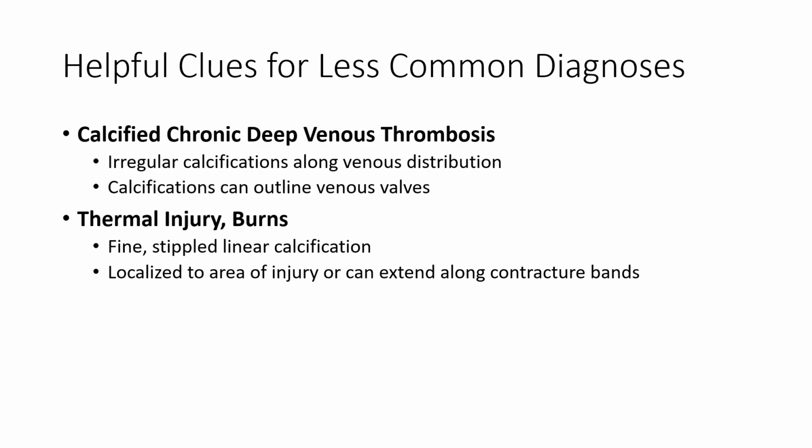Calcified chronic deep vein thrombosis shows curvilinear calcification along the venous distribution. Calcification can also follow thermal injury and burn, with fine stippled or linear calcification localized to the area of injury, or it can extend along in a bandlike pattern.